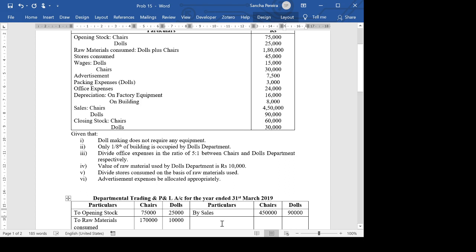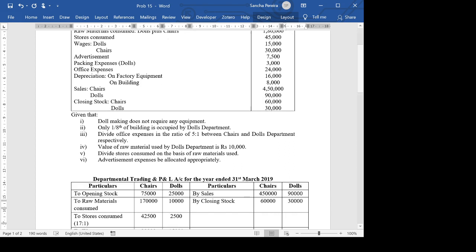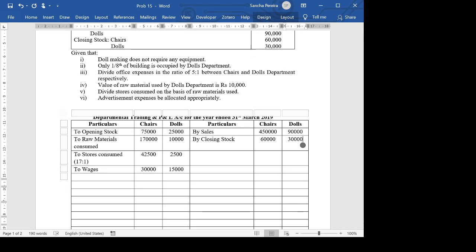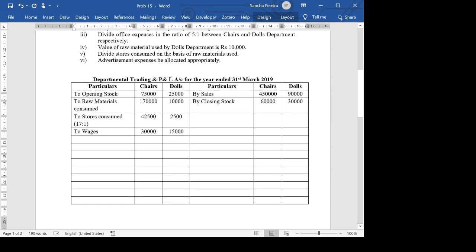Okay, and then we also have the closing stock. By closing stock, chairs is 60,000 and dolls is 30,000. Then we'll have to leave some space for the gross profit or gross loss and come to the expenses that go in the profit and loss account.